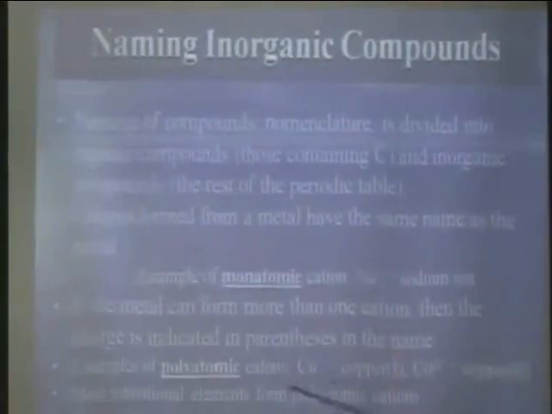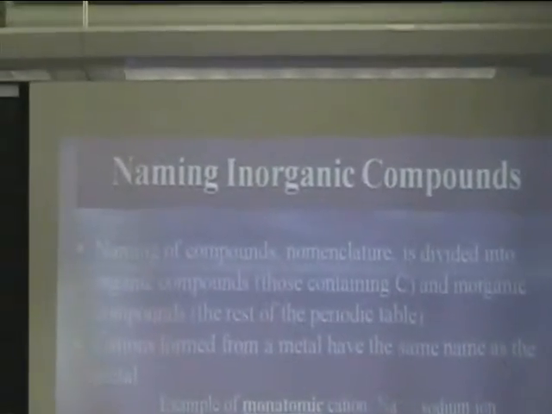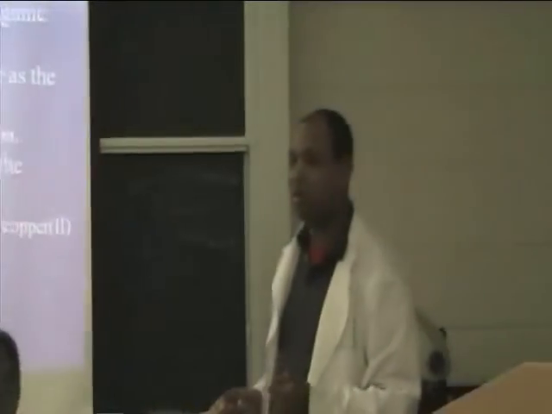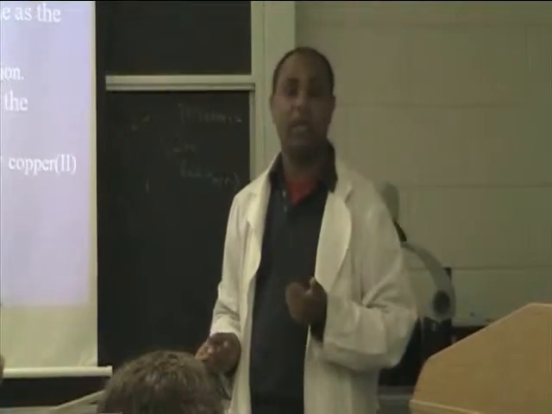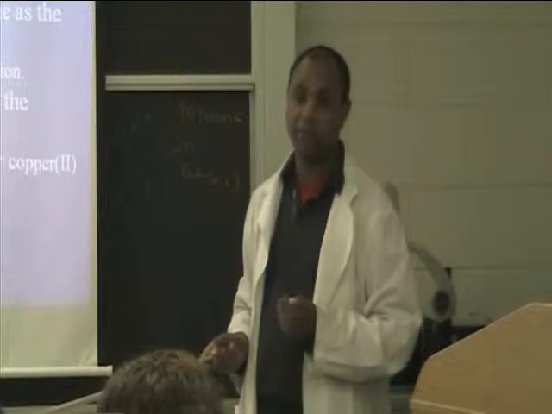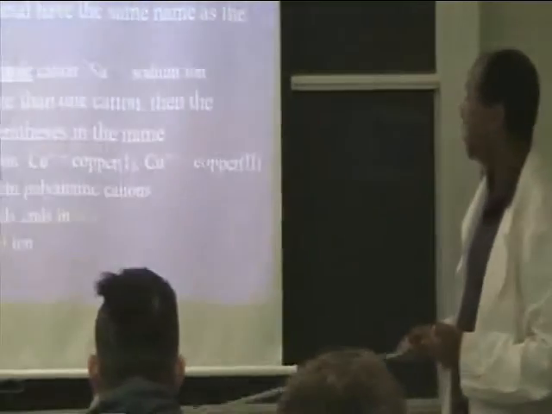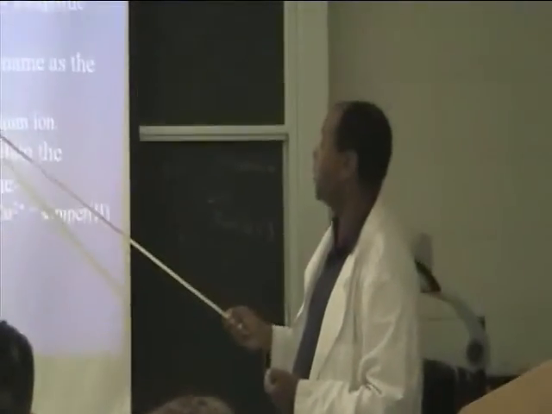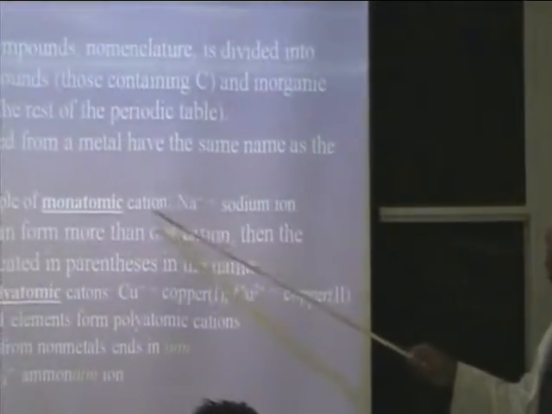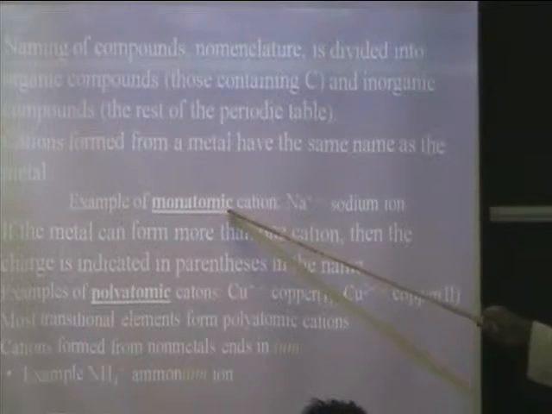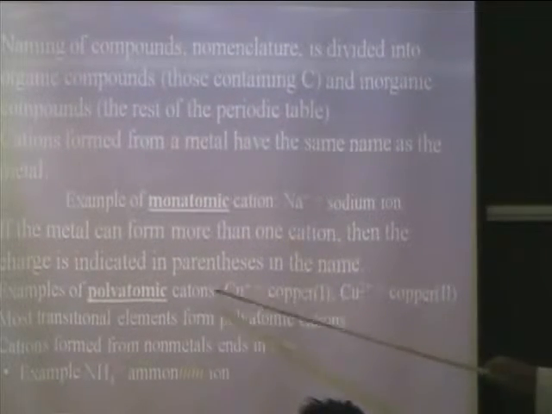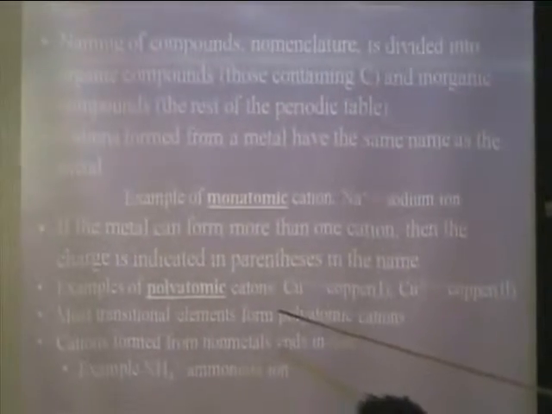To make it simpler, we're going to divide the naming system into 2 parts: naming of inorganic compounds and naming of organic compounds. So we start with inorganic compounds first. Before giving the name of an inorganic compound, we need to introduce monoatomic cations and polyatomic cations. How do we name them?